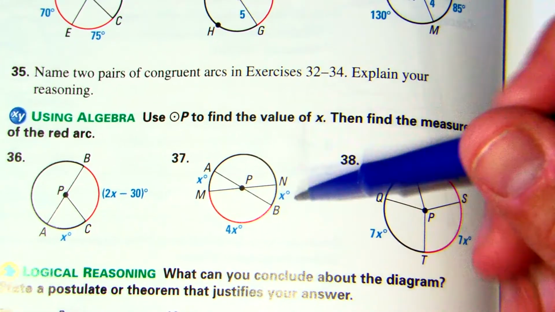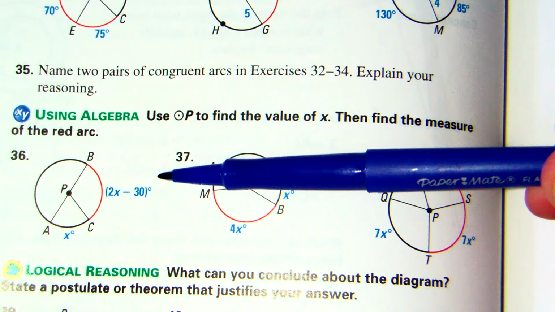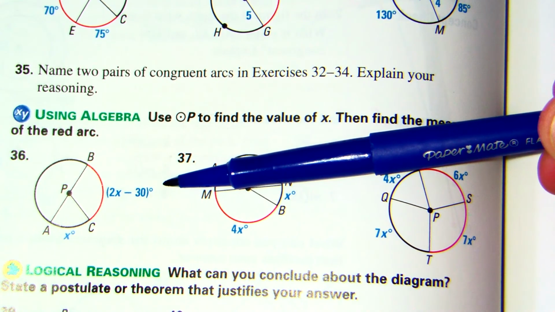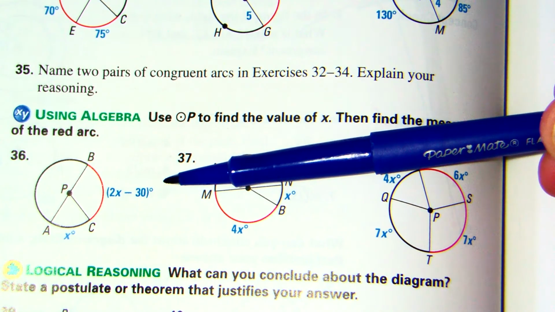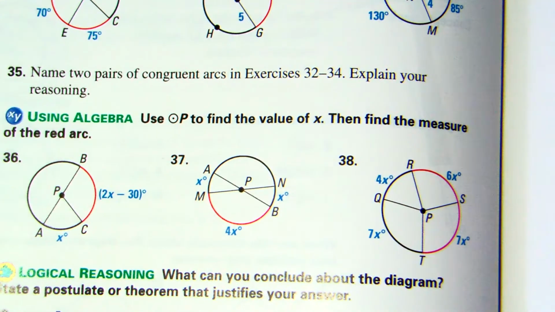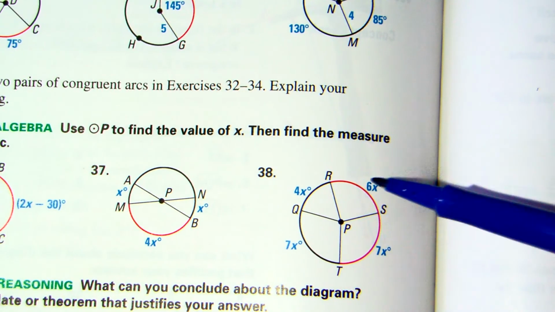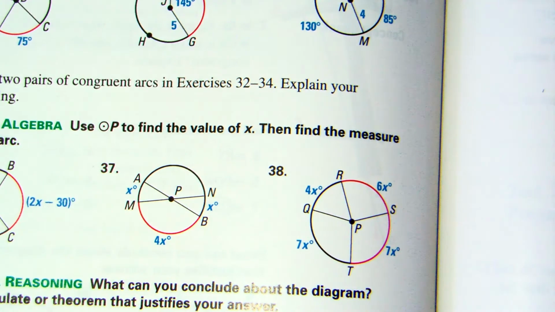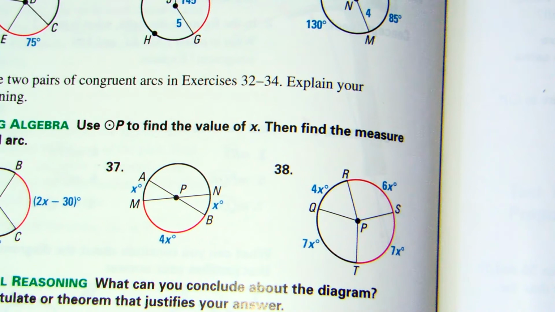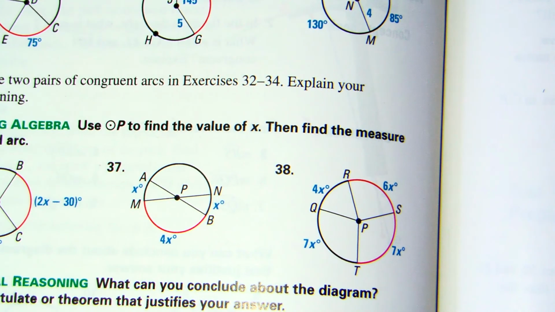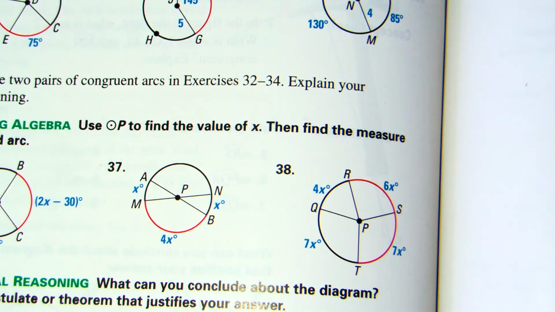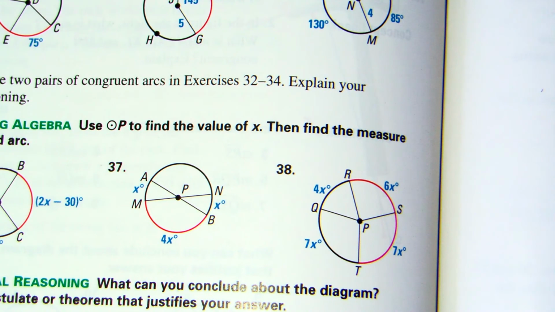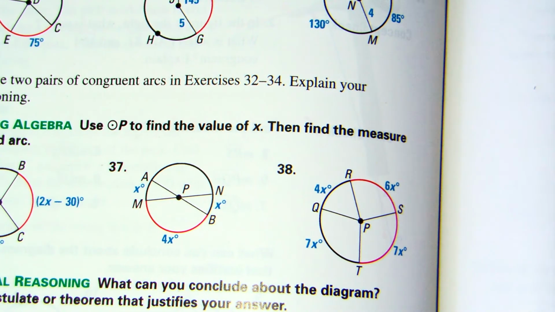On number 37, if you could somehow look past that and block that out, say 4x plus x equals 180 and solve for x, that would help you solve that one. In 38, if you say 4x plus 6x plus 7x plus 7x equals 360, you would accomplish solving for x on that. Know that all the arcs of a circle are 360. So most of the things tomorrow on the test, you're either going to set equal to 180, add up to be 180, or use 360 if we're talking about the arc.